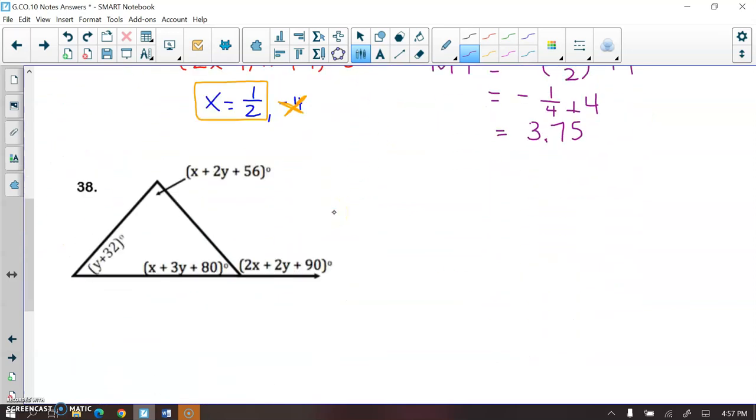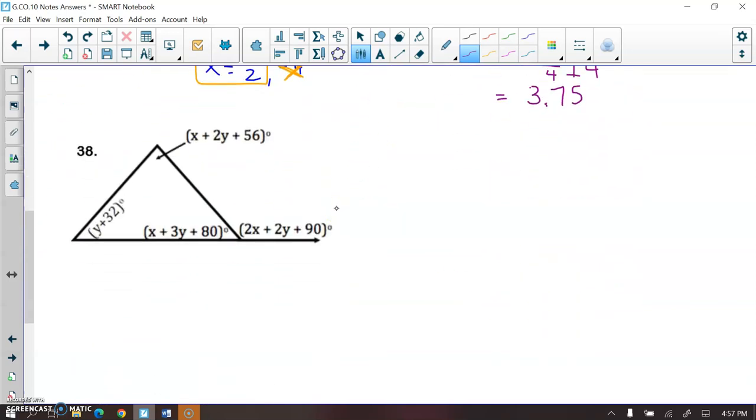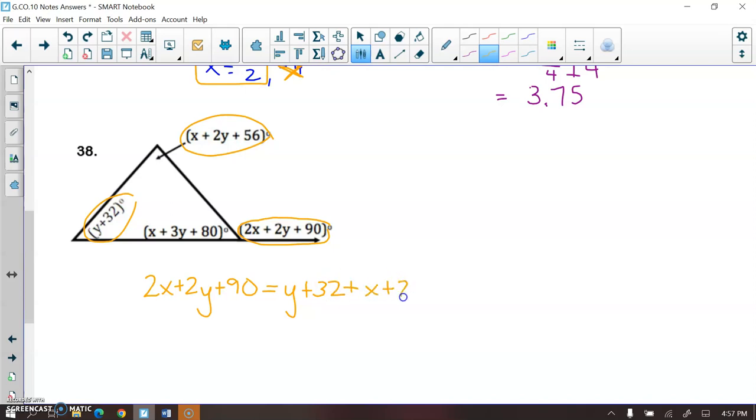Okay, looking at number 38. So I see x's and y's. Most likely we're going to need to set up a system of equations. The first system I'm going to set up is that my exterior angle equals the sum of my remote two interior angles. That's using the exterior angles theorem.